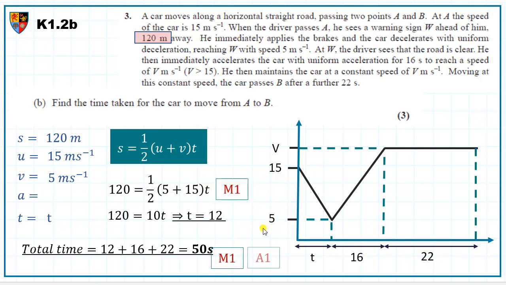M1, M1, A1. That's how the marks are distributed for this particular part. So 2 method marks and 1 accuracy mark, showing that you knew how to use the half U plus V times T properly, showing that you had the right method in terms of adding up all the times to get 50. That's the second method mark, and actually doing the addition properly, getting the accuracy, that gives you the third mark.